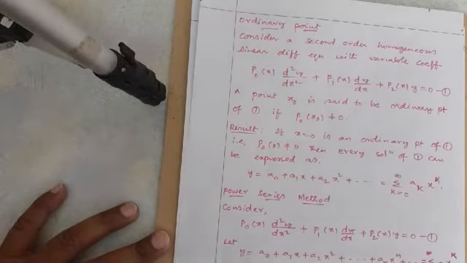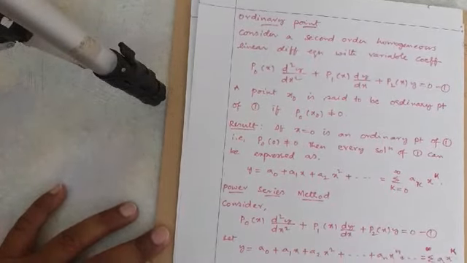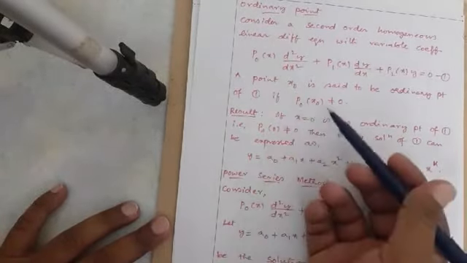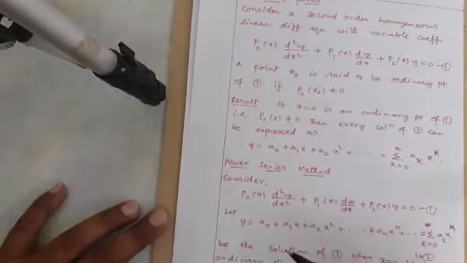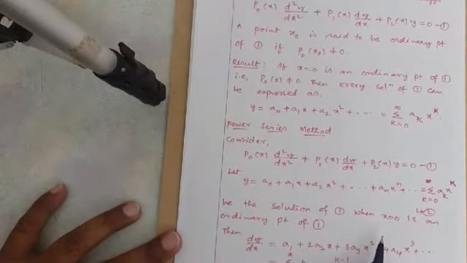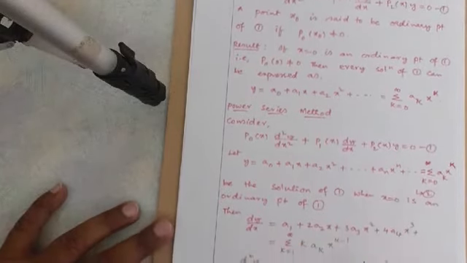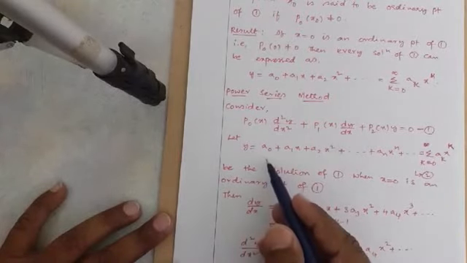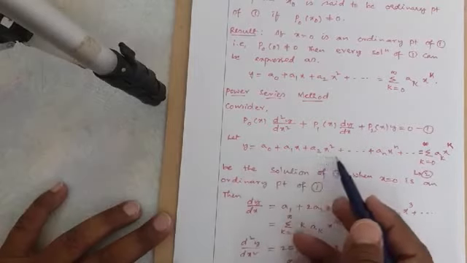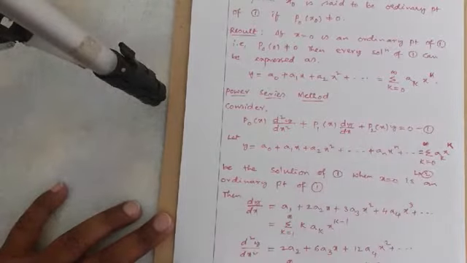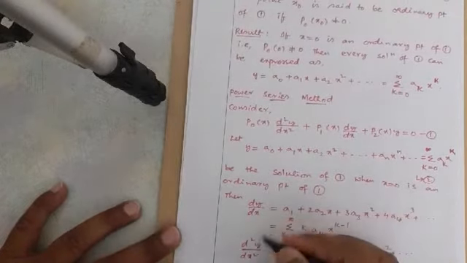In the exam, the ordinary point will be given. We have to substitute that x naught in p naught to check that it is not equal to 0. Then, as I told you in the previous problem, we take y is equal to a naught plus a1x plus a2x square and so on, up to a n x power n and so on. That will be the solution of equation 1 when x is equal to 0 is an ordinary point. Then we take y dash, y double dash.